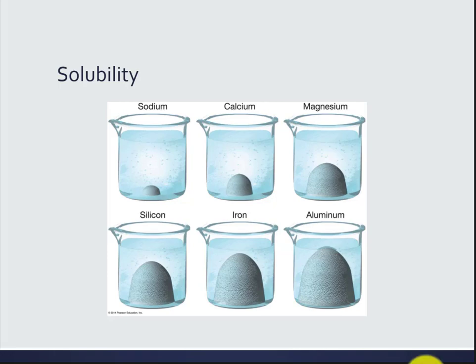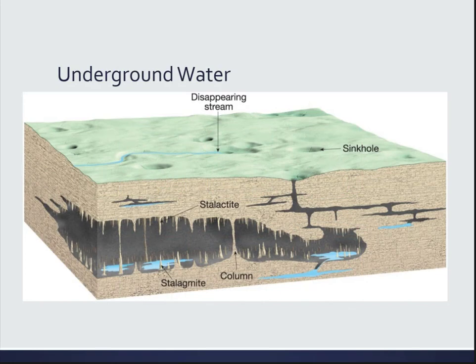When we look at the role of underground water, what's really a key factor here is the idea of dissolution. This is the removal of bedrock through the chemical action of water, because remember, it's the water running in a subsurface environment that's dissolving these minerals. So you can see from this image from your textbook, you have things like disappearing streams that go into the ground. You might have a sinkhole. You have this column over here, or the stalagmite or the stalactite.